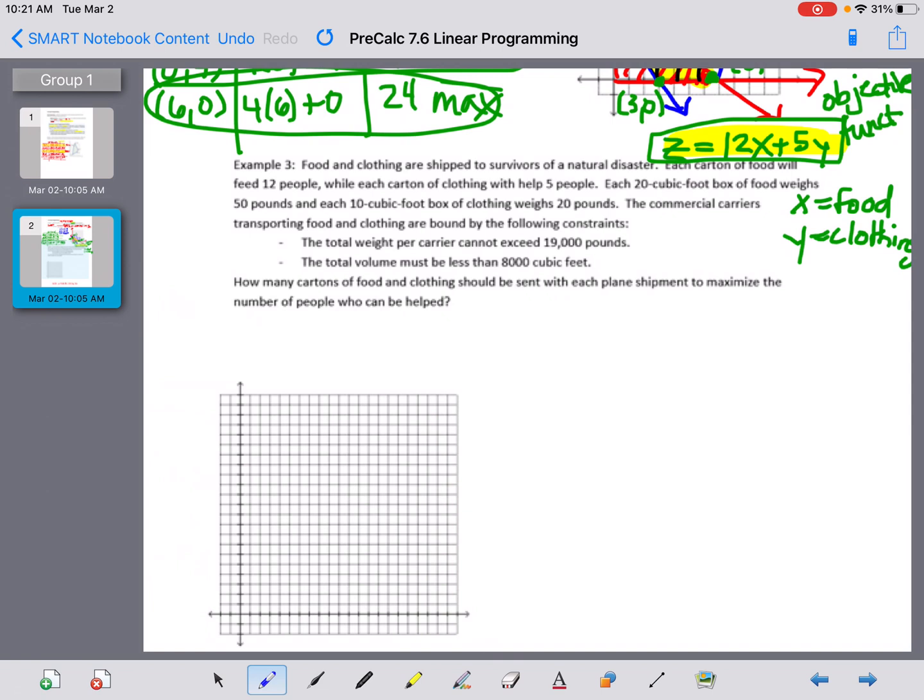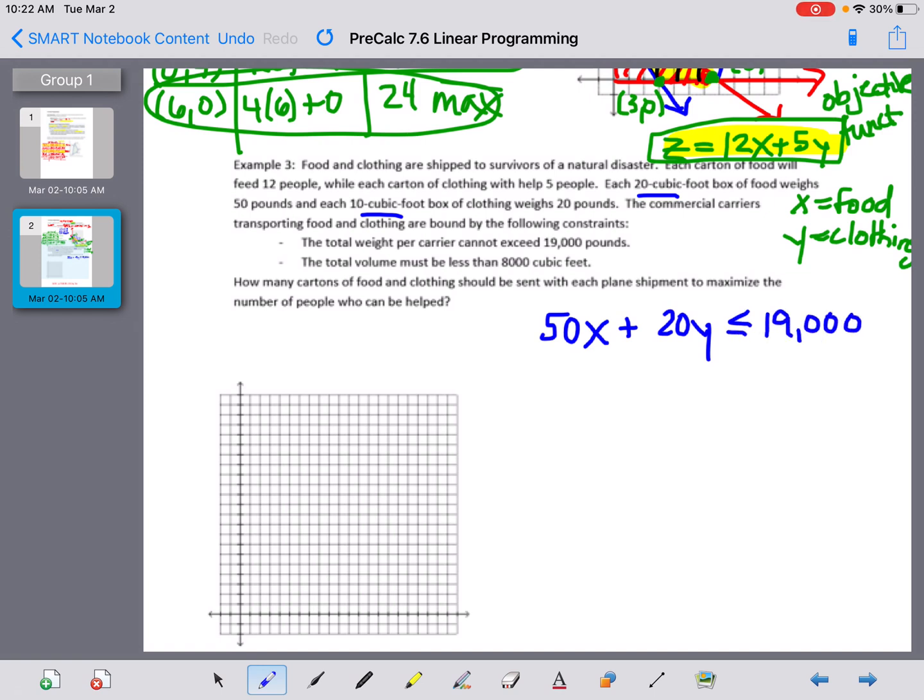Okay, back up here since I skipped this sentence. Each 20 cubic foot box of food weighs 50 pounds, and each 10 cubic foot box of clothing weighs 20 pounds. Total weight cannot exceed 19,000 pounds. So a food box is 50 pounds, so 50 for a food box, and each clothing box weighs 20 pounds. These two weights cannot exceed 19,000 pounds, so that needs to be less than or equal to 19,000.